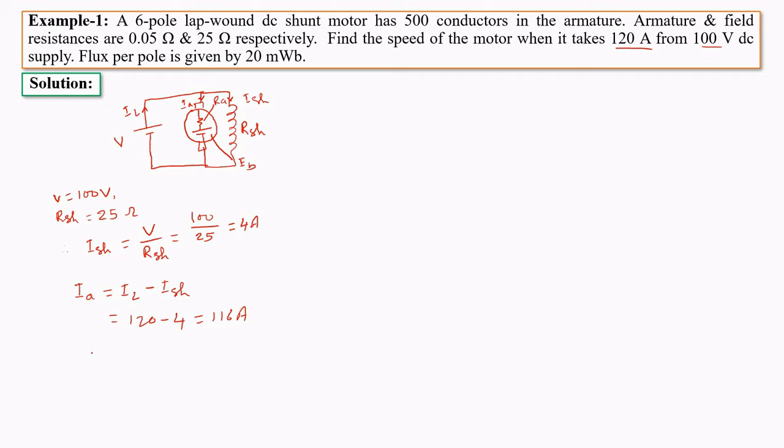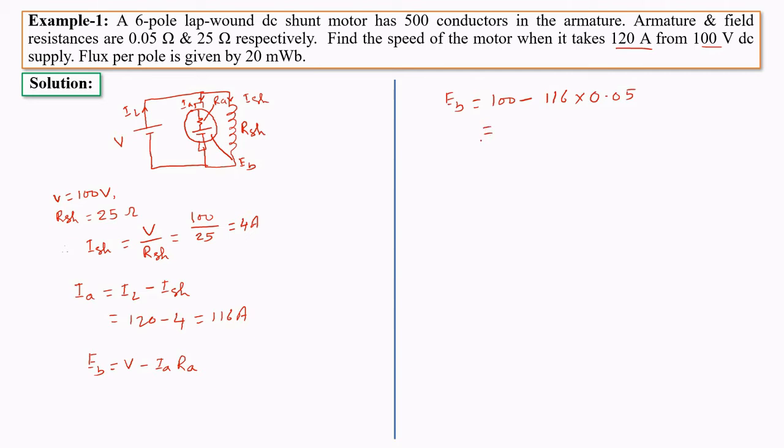Therefore, the back EMF can be calculated as V minus IA into RA. So back EMF will be the supply voltage 100 minus armature current 116 into armature winding resistance, that is 0.05. Therefore, the value of the back EMF will be 94.2 volt. This is the back EMF developed in the machine.